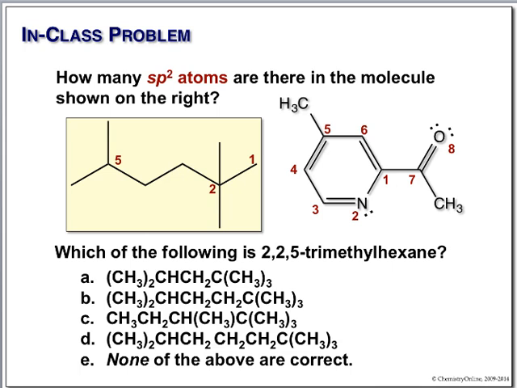Our first one here, I show 2 methyls attached to this carbon, right? So this is going to be 1, 2, 3, 4, 5 carbons in our longest chain. We're looking for a hexane. That's not it.